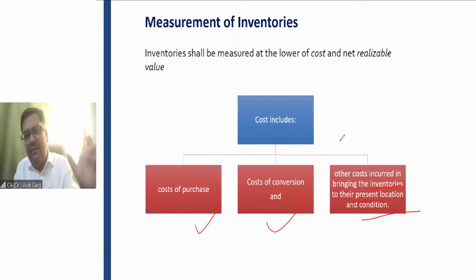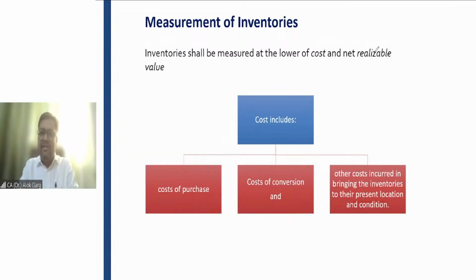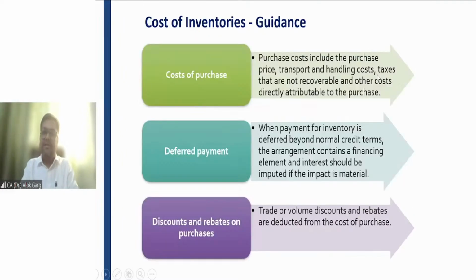I am buying a raw material from China. My factory is in New Delhi. So China से Delhi तो लाना पड़ेगा ना raw materials. नहीं तो मैं production कैसे करूंगा? So this freight which I am incurring, this transportation cost, forms part of your inventory. So we will also discuss these three concepts in detail: cost of purchase, cost of conversion, and other cost.